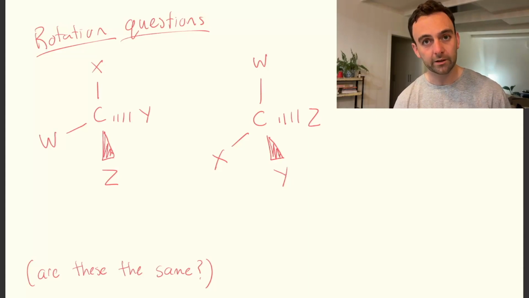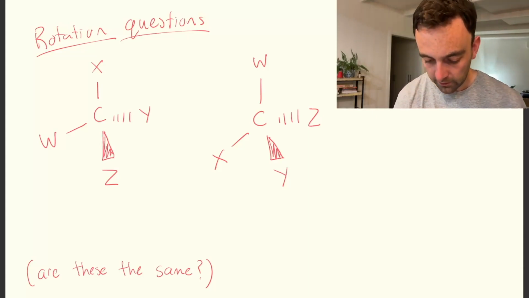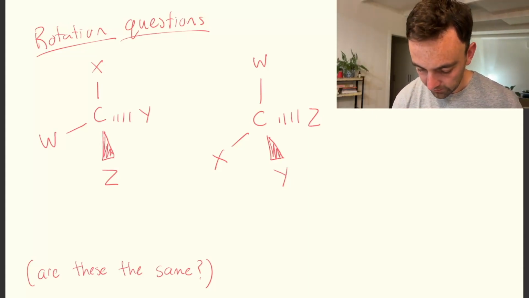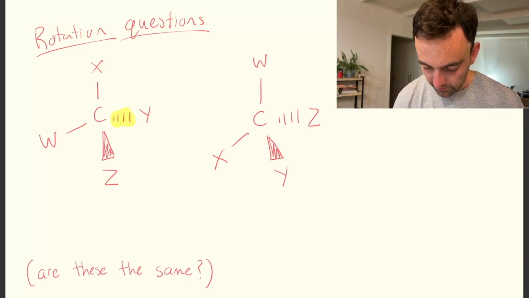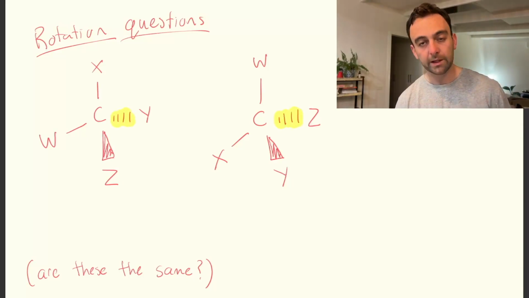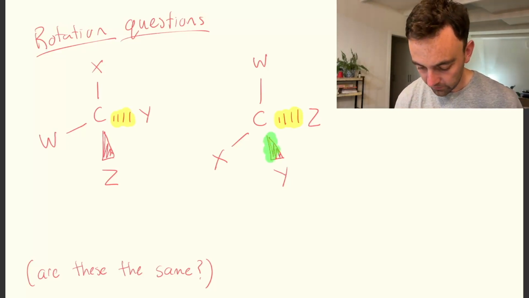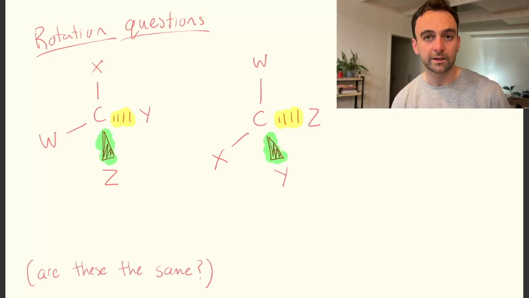Now, when we actually need to go about determining if these are the same molecule, what we need to do is rotate them into the same plane. What I mean by that is these dashed lines mean that the group is bonded to the carbon atom, but pointing away from you. And these solid triangles mean that they're pointing towards you. I'll get a little example in a second, and that should hopefully make a bit more sense.